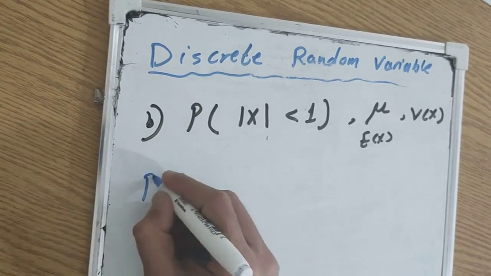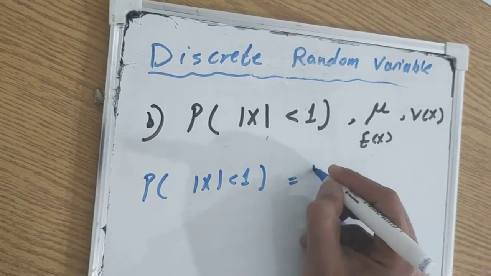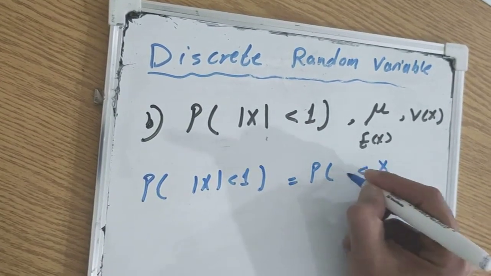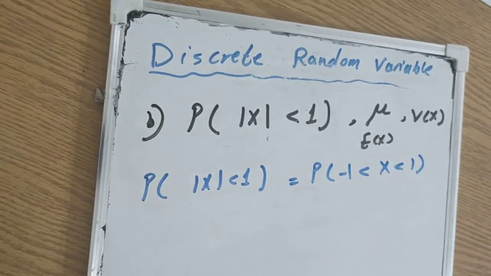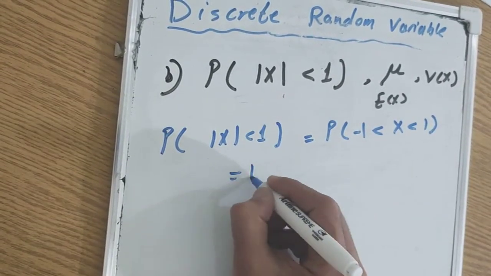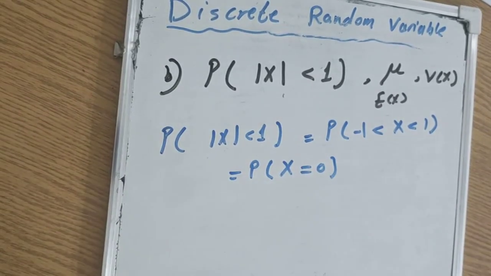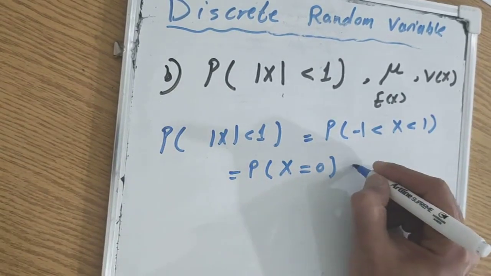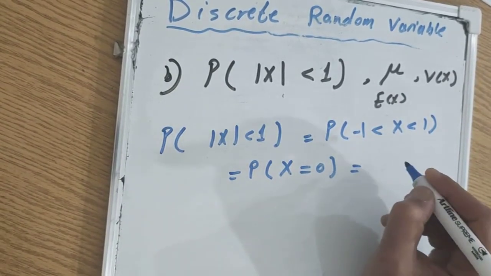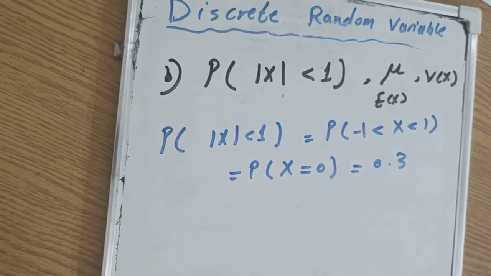So the probability that the absolute value is less than or equal to 1 means the probability that x is between -1 and 1. As we deal with a discrete random variable, x between -1 and 1 has only one possible value, which is x equal to 0. From the probability mass function in the probability distribution table given, this probability is equal to 0.3.